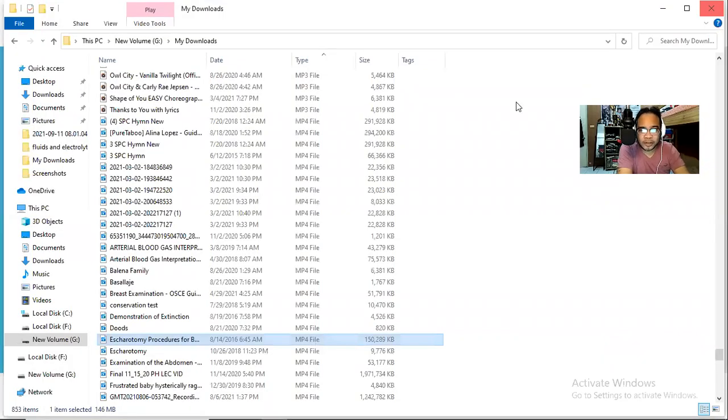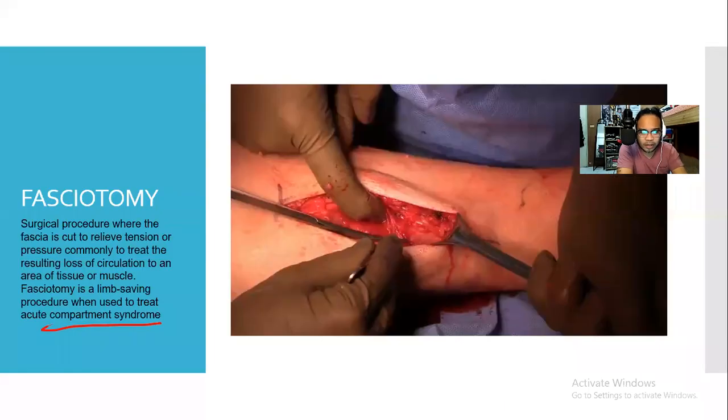Okay, so ayun, yun po ay yung ating escharotomy na procedure. It is somehow the same with your fasciotomy, no? Okay, that means fasciotomy doon sa fascia na layer. That's where you're going to cut it. Okay? Yun nga, fascia. Sabi ko rito, fascia.